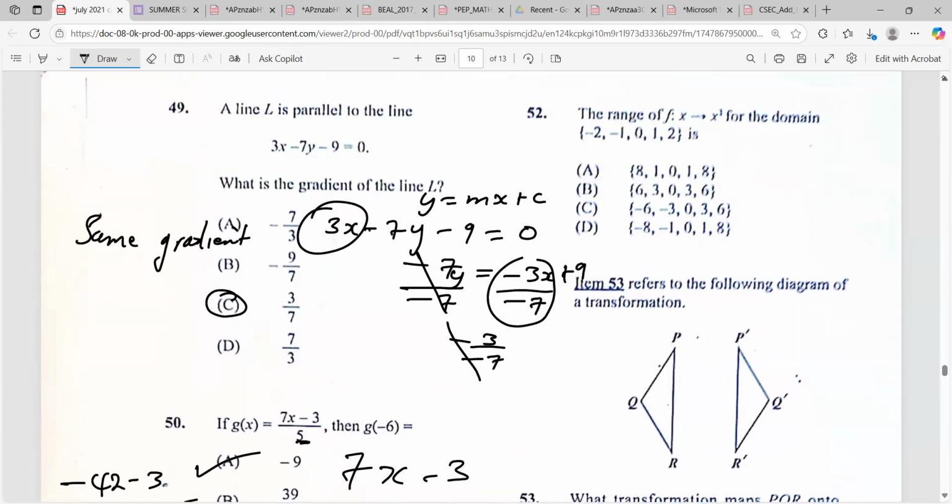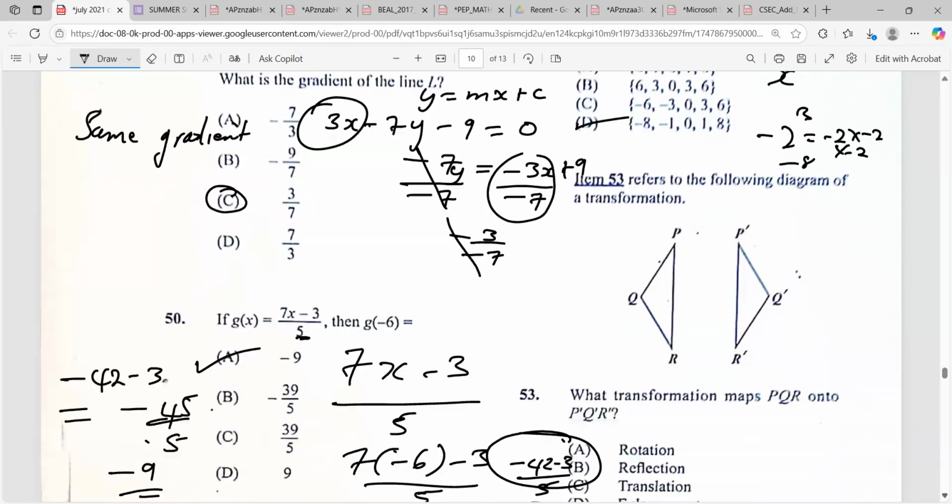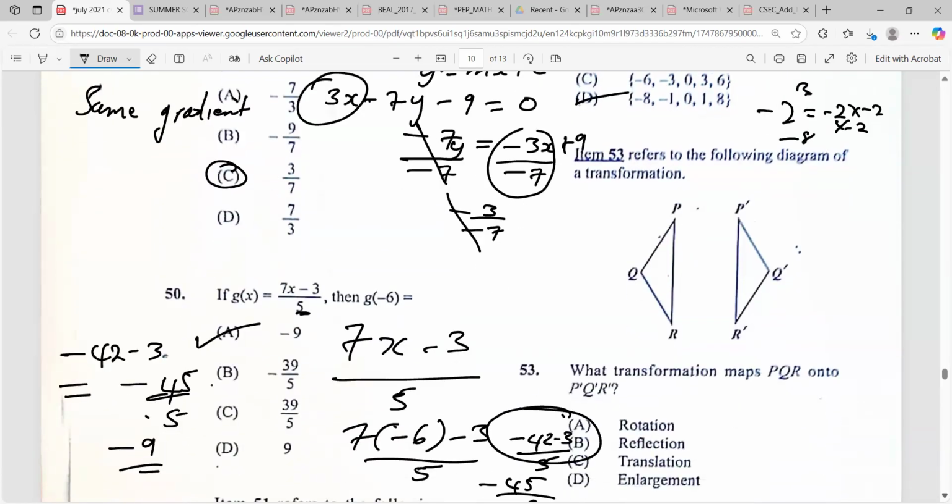All right, 52. The range of f of x equals, that looks like what? X to the third. Yeah, based on the numbers, x to the third. All right, so the domain is -2. So the first one, we're going to need this one, right? That one will give -8. -2 to the third power, right? As an odd power, it's going to be negative, and then 8. So that's the giveaway, because it's the only one with -8. So you might have it easy on the back part, guys. Some of them are just read and tick.